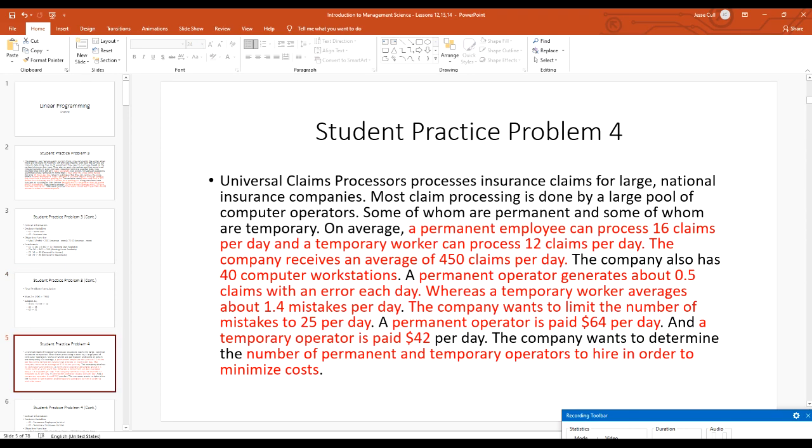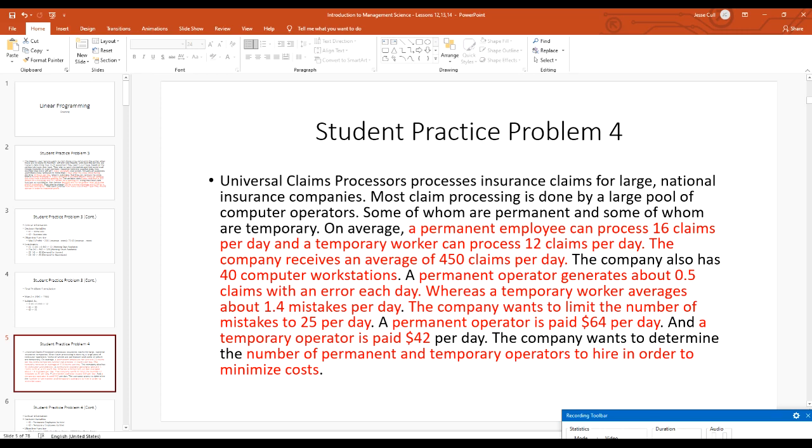This is student practice problem 4. Universal Claims processes insurance claims for large national insurance companies. Most claim processing is done by a large pool of computer operators, some of whom are permanent and some of whom are temporary. On average, a permanent employee can process 16 claims per day, and a temporary worker can process 12 claims per day. The company receives an average of 450 claims per day.